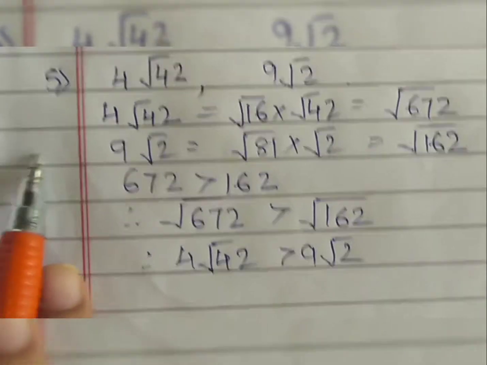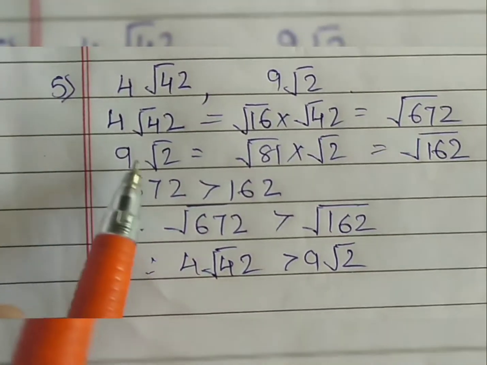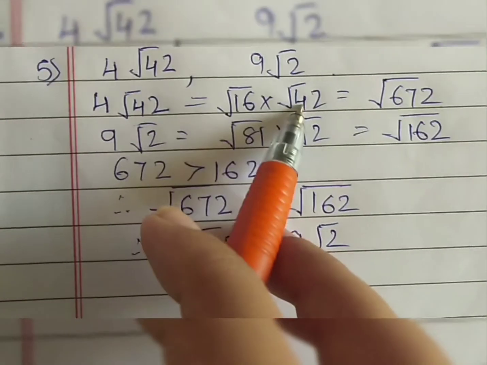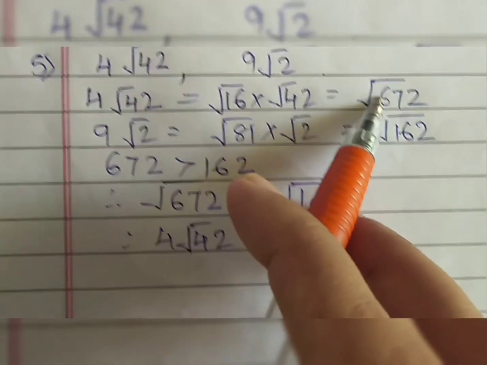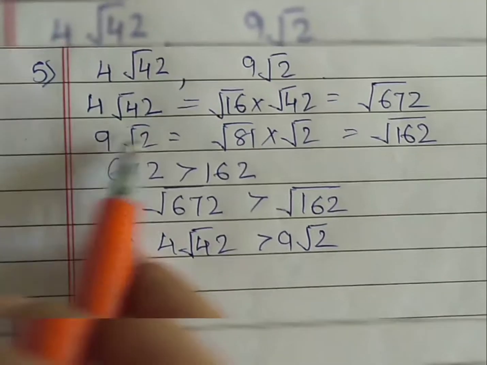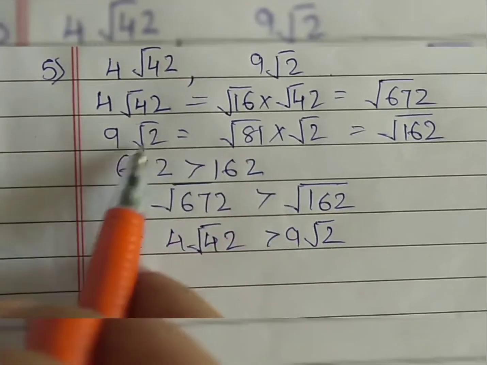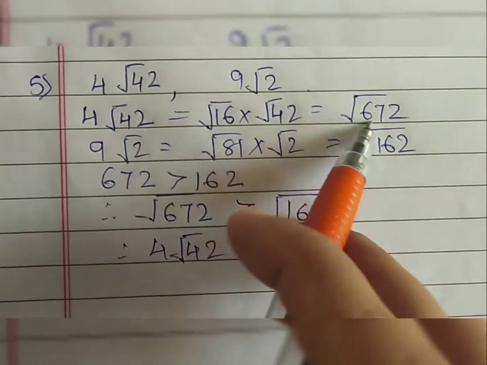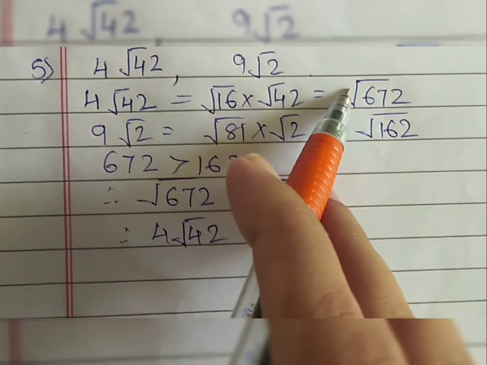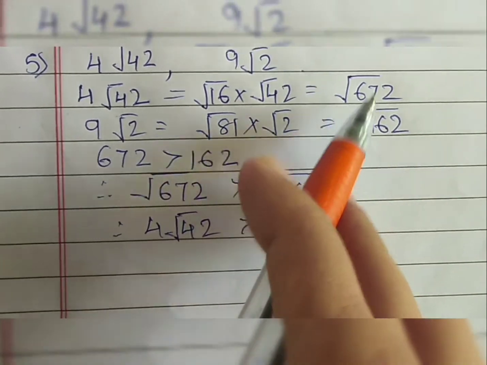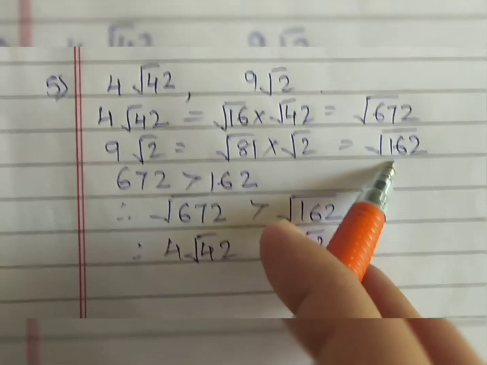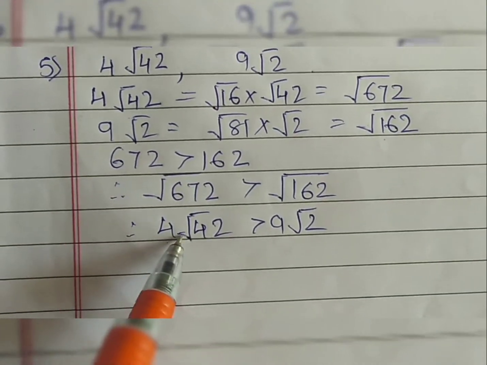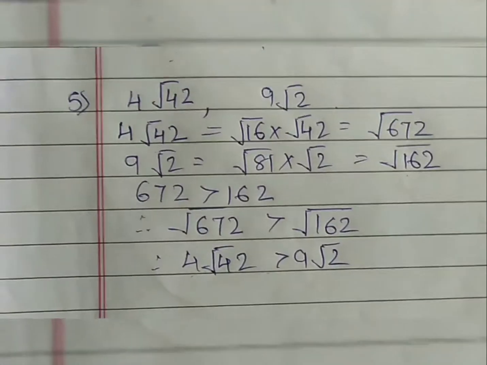This is the fifth question. Again in the same way, we have written 4 root 42, that is the square of 4, 16, multiplied by root 42, giving root 672. The square of 9, 81, multiplied by root 2 will give you root 162. Now the order is the same, here the order is 2 and here also 2. So root 672 is greater than root 162. Therefore this third is greater than this.